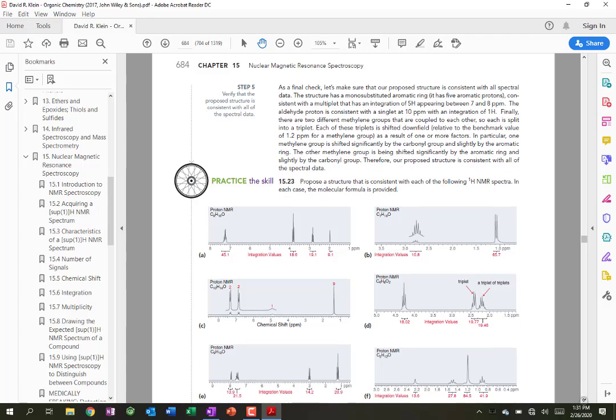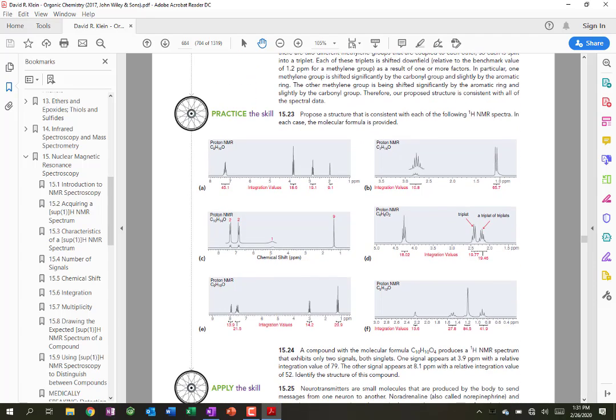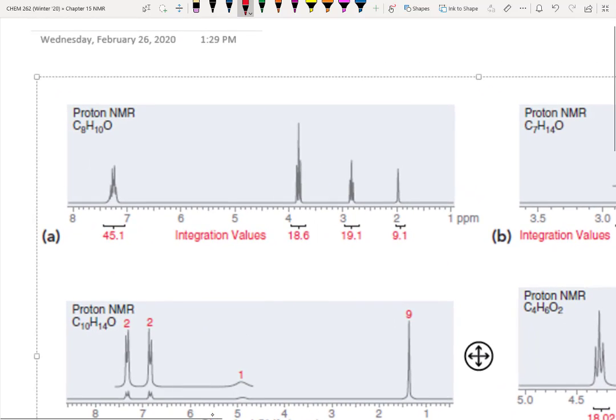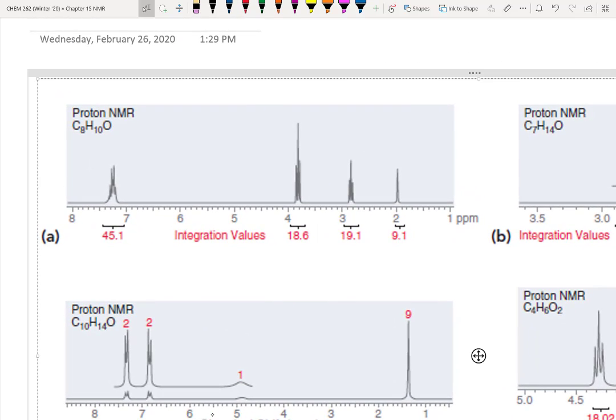So what we'll work on for this chunk of today is 15.23. It's a series of NMR spectra where we're asked to basically uncover the structure for each of the different compounds. So let's work on that in OneNote. So let's do the first one. So in this first one, we've got A. What's the HDI going to be for this?